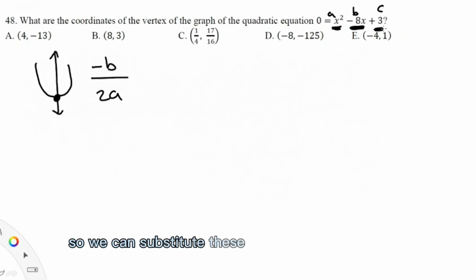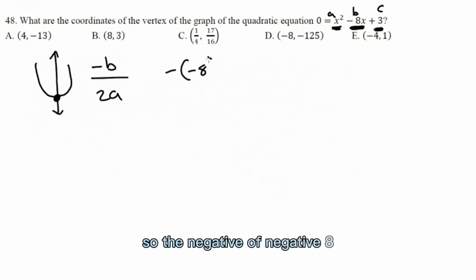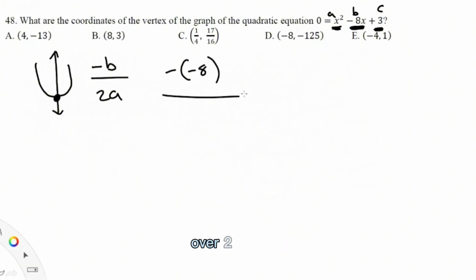So we can substitute these values into our equation. So the negative of negative 8 over 2 times 1, which is just 2. So the negative of negative 8 is just positive 8, because negative and negative cancel out. So that becomes 8 over 2, which equals 4.